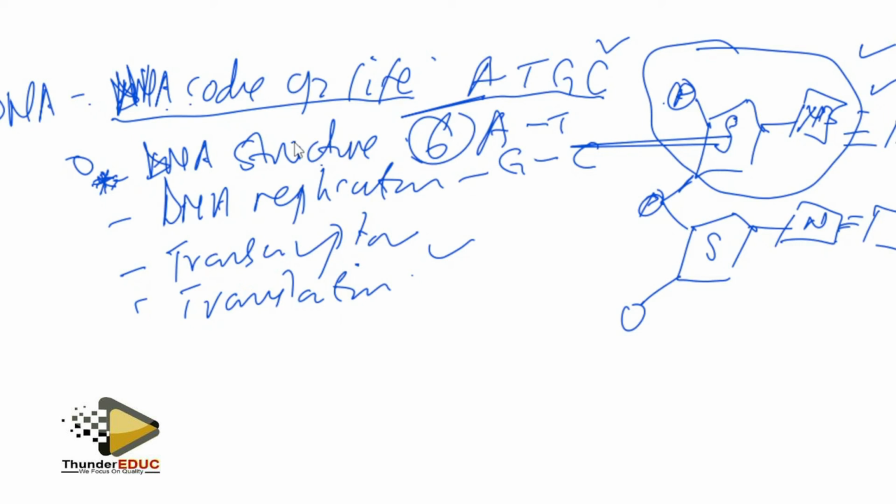Here we are talking about transcription. But when you're talking about DNA replication, two strands act as a template, while in transcription, one strand is acting as a template. Then adenine goes with uracil, and guanine goes with cytosine. Then this messenger RNA moves out of the nucleus via the nuclear pore to the ribosome.